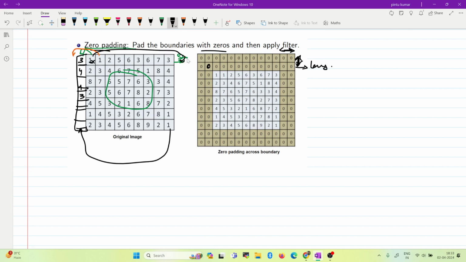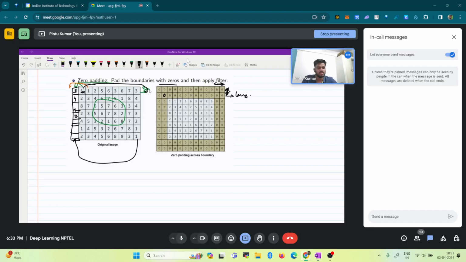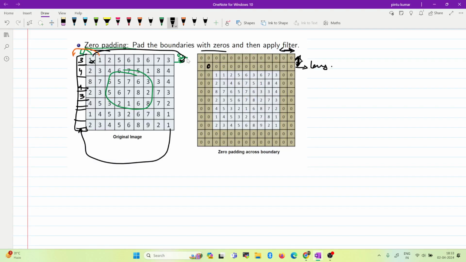There are different kinds of paddings that exist in literature. Mainly zero padding is used for CNNs, but if you are doing some different kind of task where zero padding is not helping you, just to let you know that there are other kinds of padding that also exist. You can check those out in the literature.